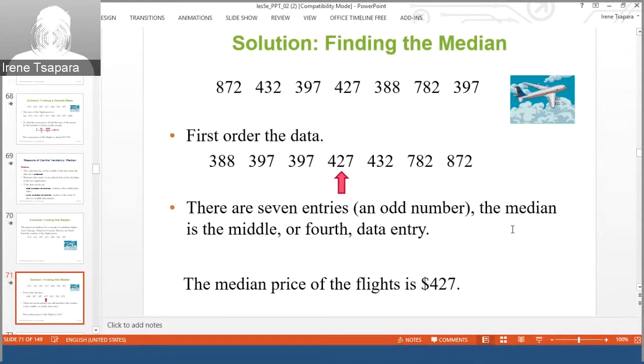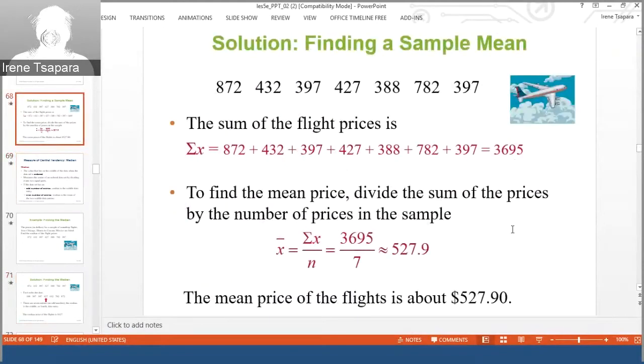The truth is that for some data sets, we should focus on the mean and we should trust the mean. On some data sets, we should focus on the median and trust the median. When do we trust what? Well, the mean is affected tremendously by outliers. As you can see right here, I have 5 different prices that are very close to each other: 432, 397, 427, 388, 397.